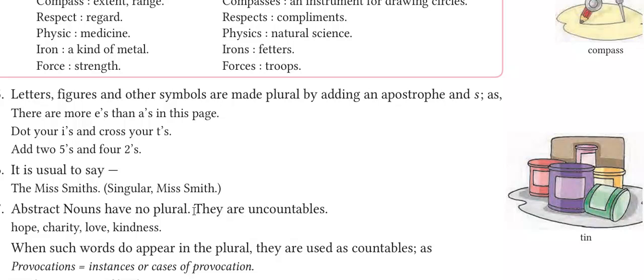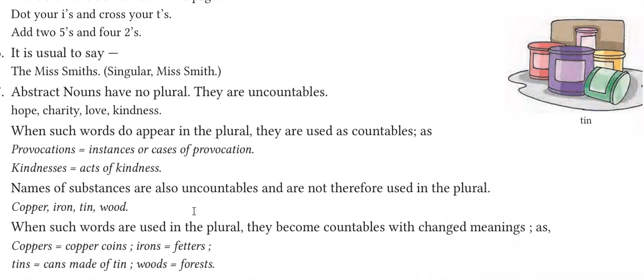Letters, figures and other numbers are made plural by adding an apostrophe s. For example, there are more e's than a's on this page. Dot your i's and cross your t's. Okay, this is very usual.